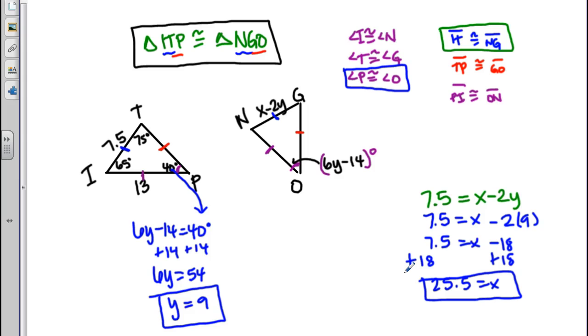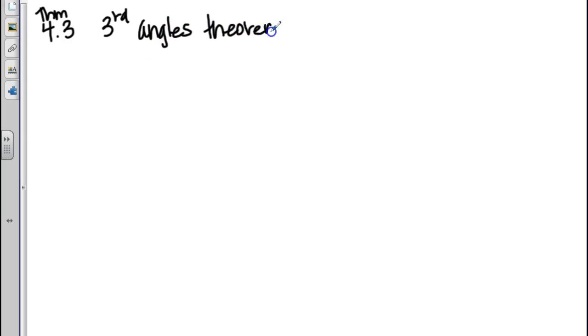All right. Let's get some theorems out of the way and then we'll be finished. All right, 4.3 theorem is the third angles theorem. You have your book with you. The third angles theorem says if you know two of the angles in a triangle, and if they're congruent to two angles in a second triangle, then we know that the third angle is congruent, right?